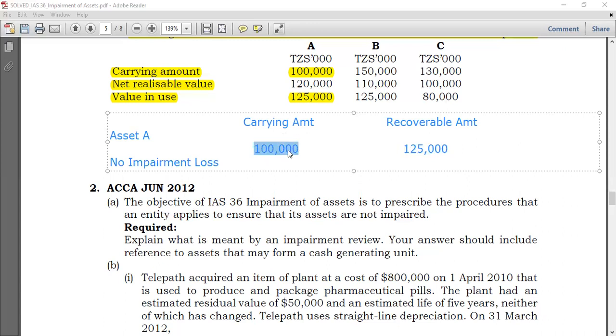Now, did you get me? So when the recoverable amount is higher than the carrying amount, it means there is no impairment loss, because there is no loss.